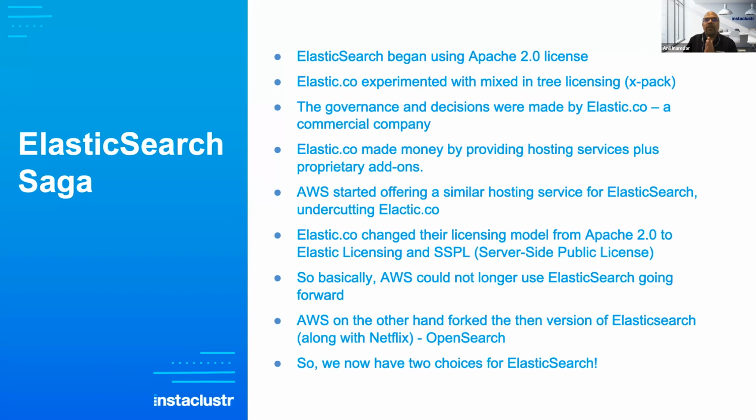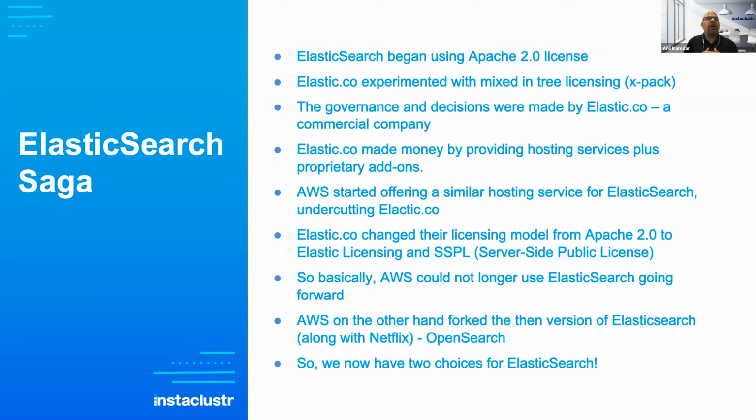Okay, so now that we have learned about some of the considerations, let's look at a recent development in the open source market regarding Elasticsearch. Elasticsearch began using the Apache 2.0 license. Elastic.co experimented with mixed-tier licensing, and I don't want to go into too much detail on that. The governance and the decisions were made by Elastic.co, a commercial company. So the license was open source, but the decision maker was a commercial company.